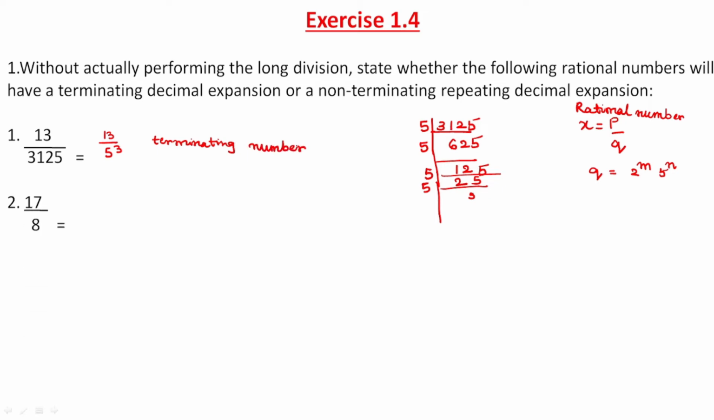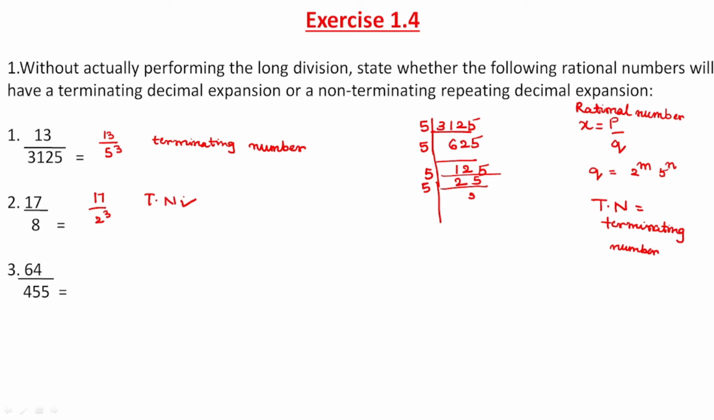Then 17 upon 8. So this is easy. 8 is nothing but 2 cube. So this also could be expressed. So I'm going to write the terminating decimal number as TN, to make the notation easy. So this is also a terminating decimal number.